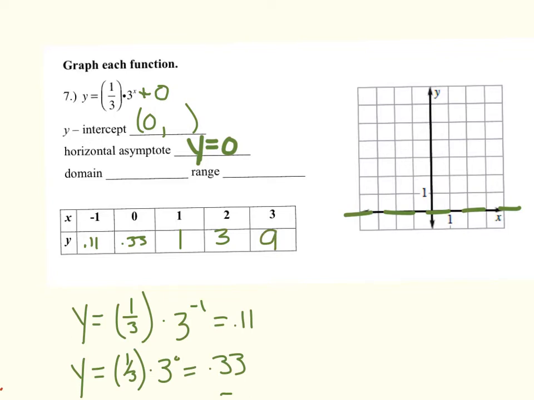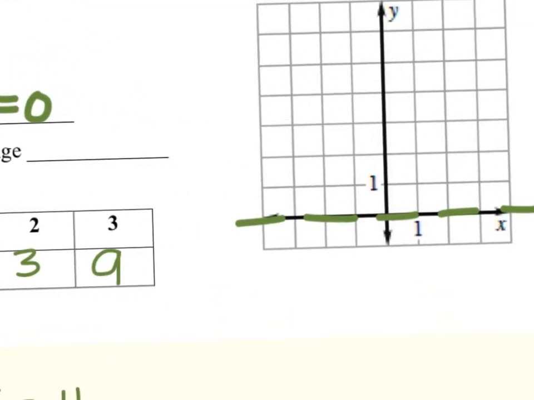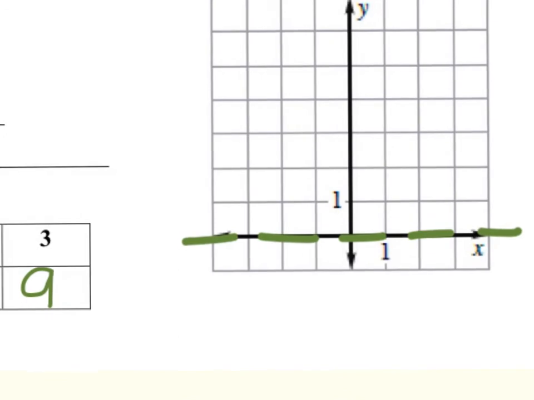Now you guys have to graph these. Again, it's going to be really, really close to that asymptote, guys, but it's not ever going to actually touch. So -1 is going to be at 0.11. So -1, and we're just going to put right there. And then at 0, it's at 1/3.